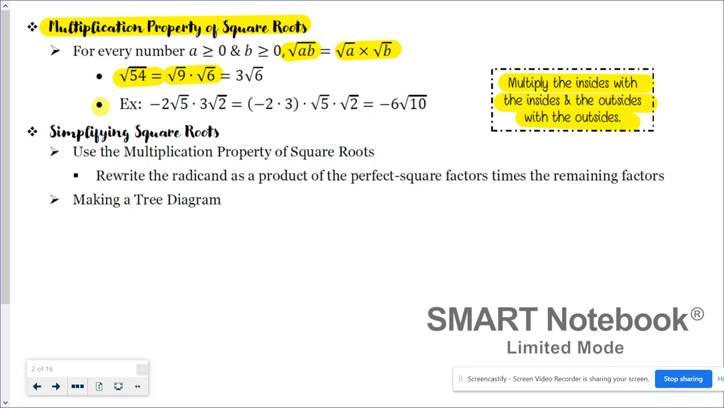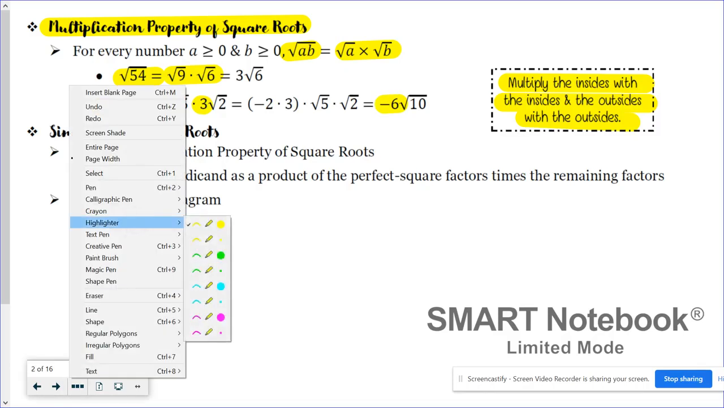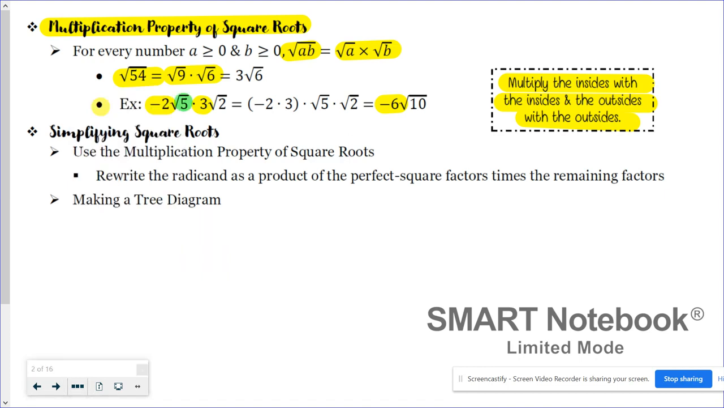So in the second example here, we have negative 2 root 5 times 3 root 2. So they multiplied the outsides together, negative 2 times 3, they got negative 6. And then they multiplied the insides together. So they went square root of 5, square root of 2, square root of 10.